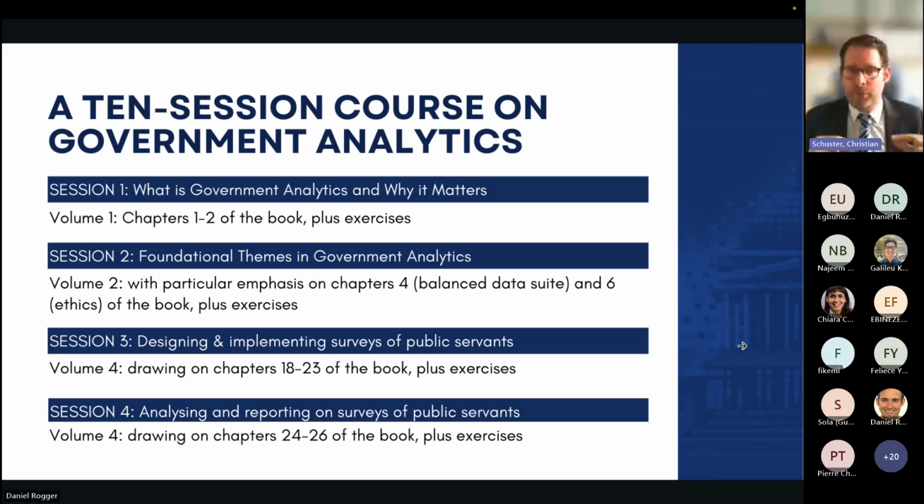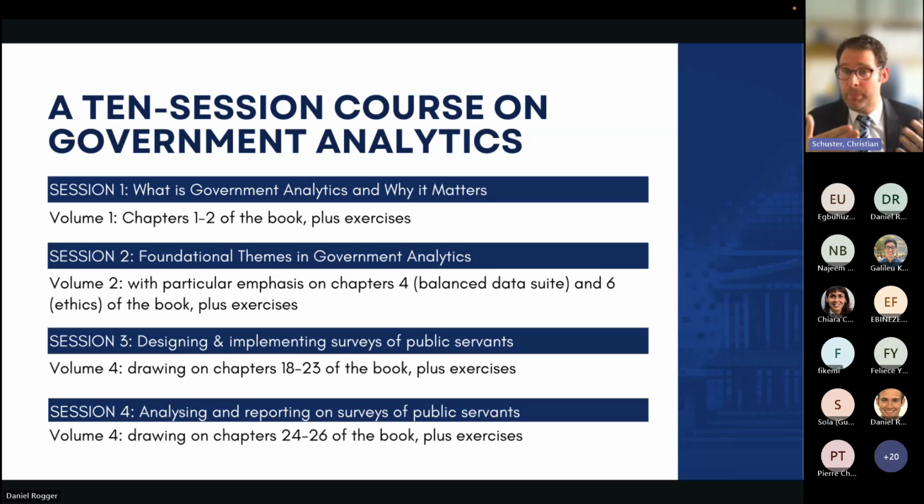And then sessions 3 and 4, we would suggest you dedicate to surveys of public servants. You can have one session really focusing on the design of surveys of public servants. How do you design an effective questionnaire that really captures the topics and concepts that you need to capture for your management challenge? How do you phrase effective survey questions? And also, who should you be surveying when you want to address the particular management challenge that you want to diagnose?